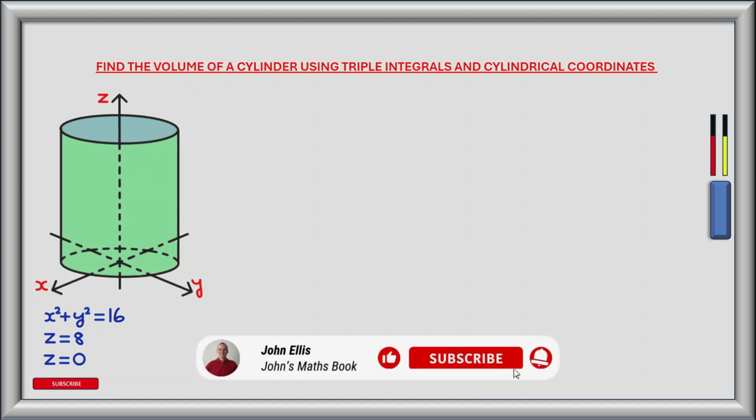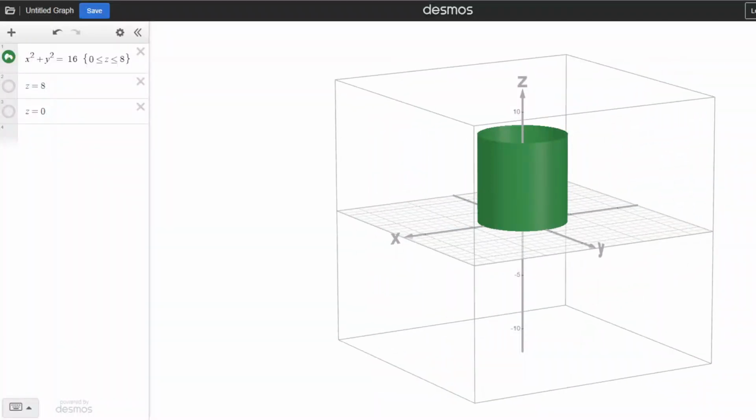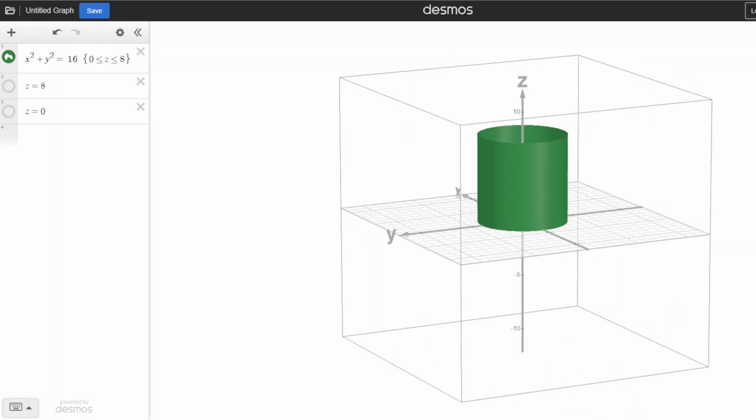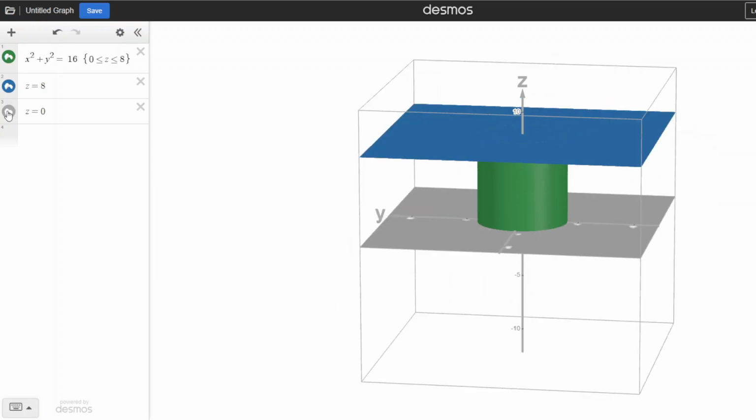In this example, the cylinder is defined by the equation x squared plus y squared is equal to 16 in Cartesian form, which extends upwards from the xy plane and is bounded by the xy plane where z equals 0 and an upper surface where z equals 8. Let's take a look at the cylinder in 3D form using a graphing tool. So this is the cylinder, and we're going to find its volume when bounded by the upper surface where z equals 8 and the xy plane where z equals 0.